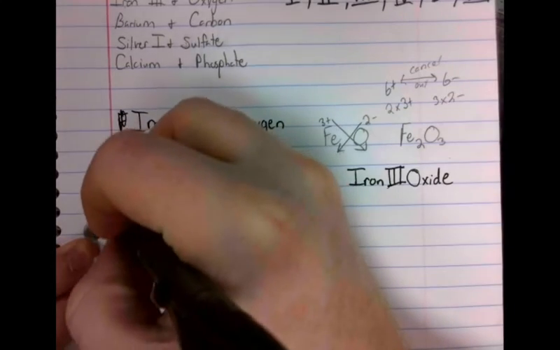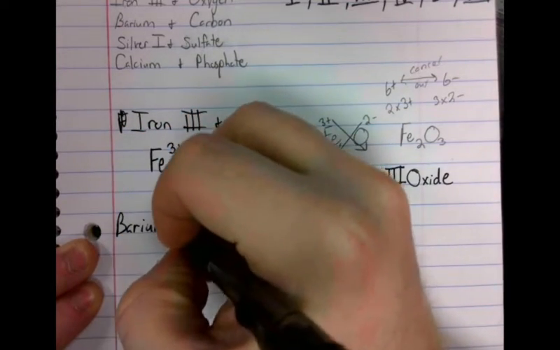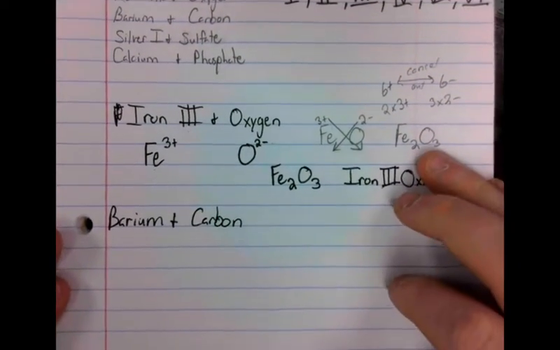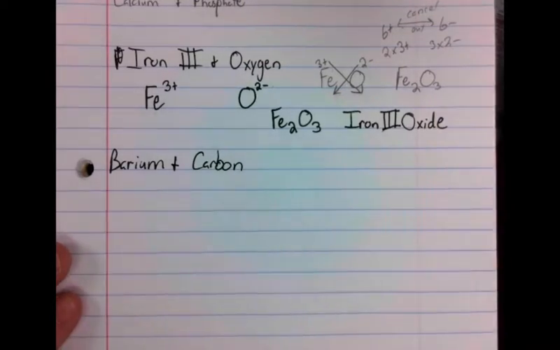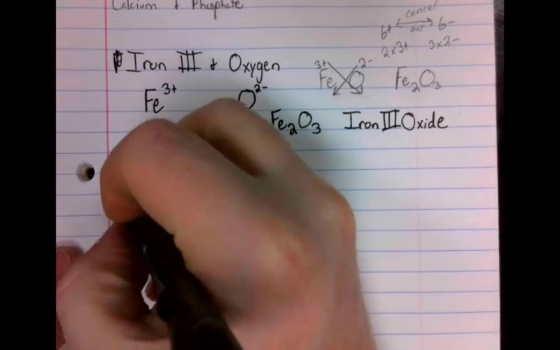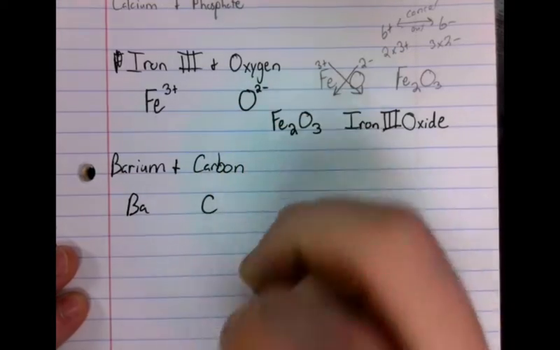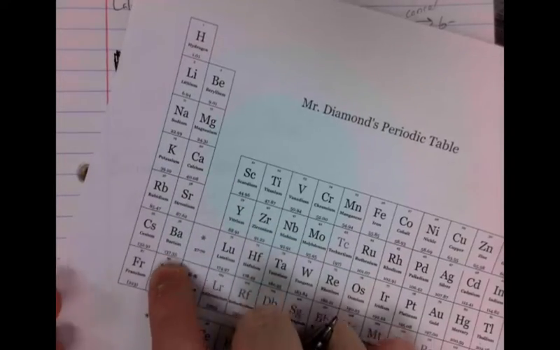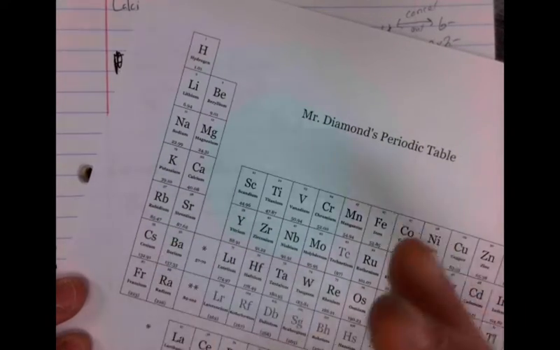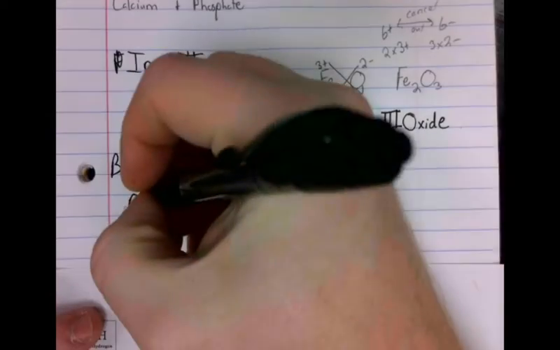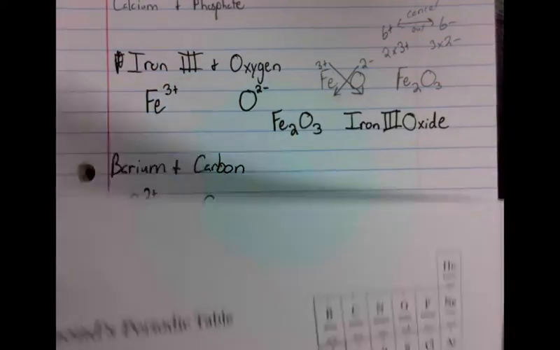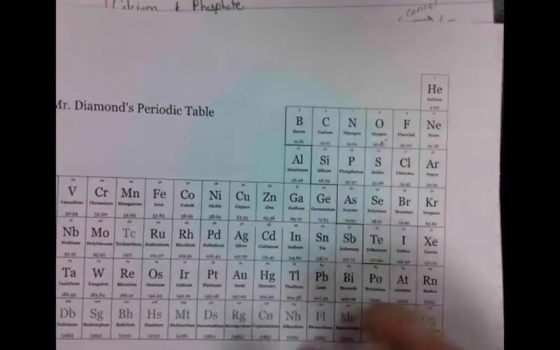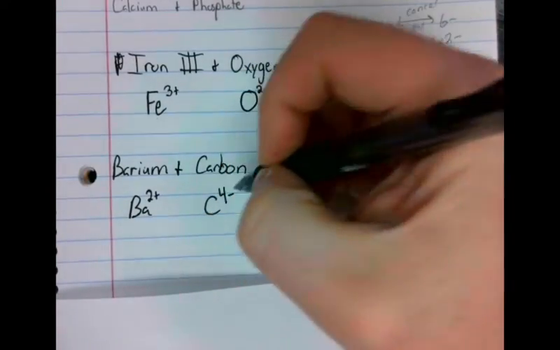Okay, barium and carbon is our next example. Same thing as last time. We're going to go ahead and identify what both of these are. So barium is Ba, carbon is C. Barium is right here, so that's 1, 2 over, and it's below to the left, so it's going to be a +2 or a 2 plus charge. Carbon is right here, so it's above to the right, that's negative, and it's 1, 2, 3, 4, so it'll be 4 minus.